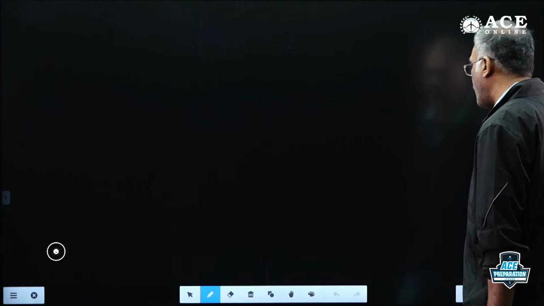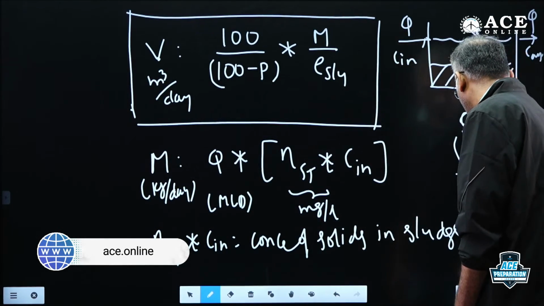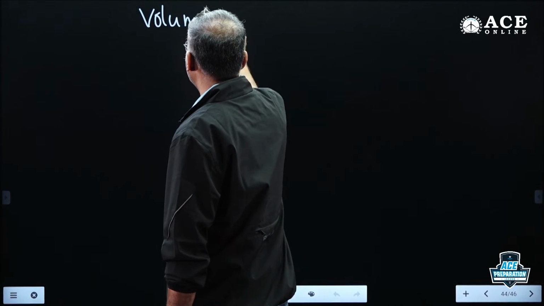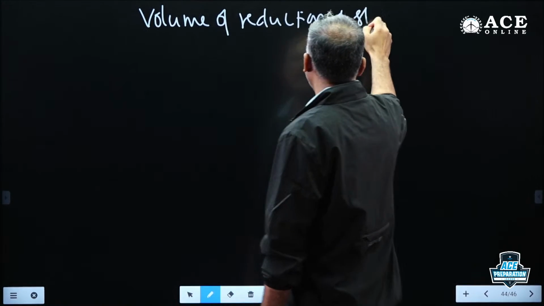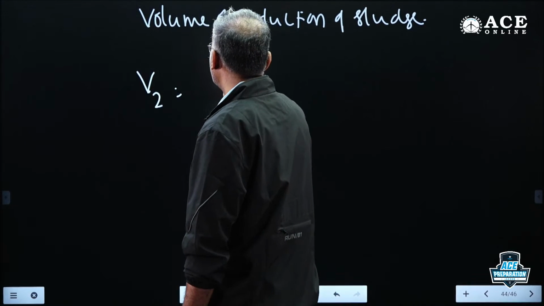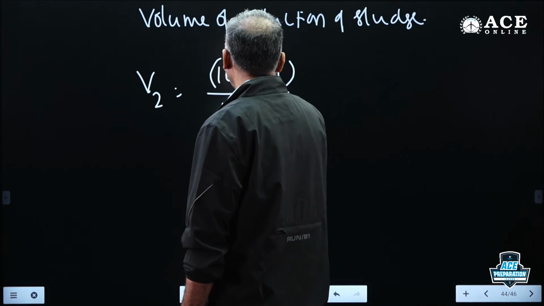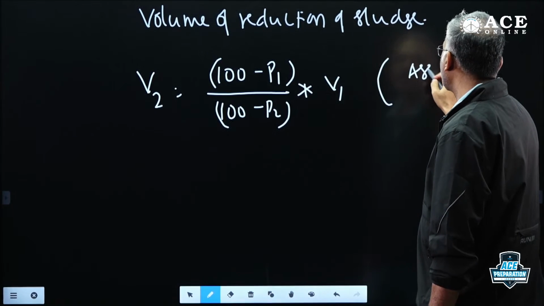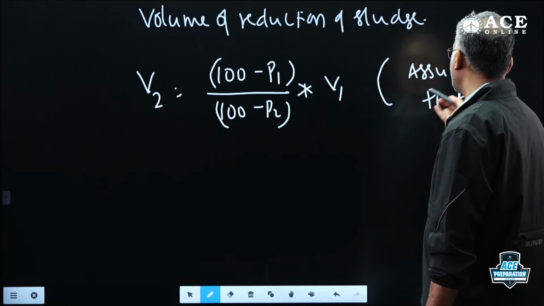So this is a very popular question in the competitive exam, finding the volume of sludge. In sludge treatment, we try to achieve volume reduction of the sludge. That volume reduction occurs by reducing the moisture content and by reducing the solids content. So V2 is equal to (100 minus P1) by (100 minus P2) into V1, assuming no change in solids content, not much change in water content. This equation you can use.